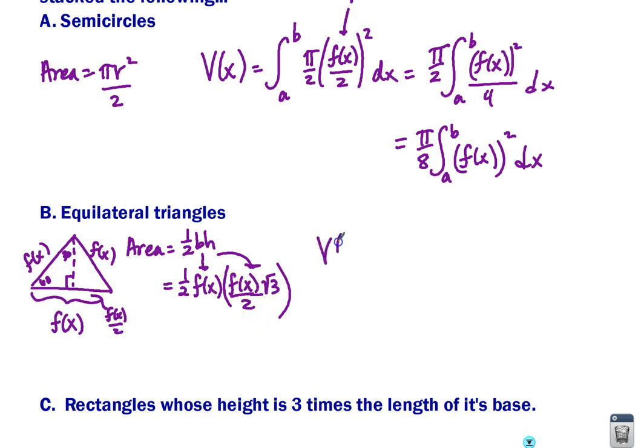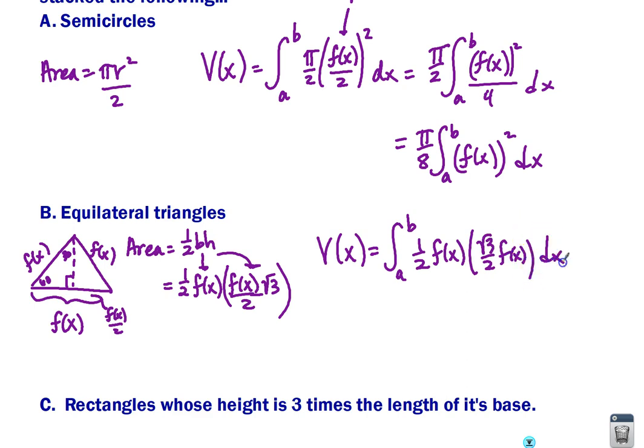So then my volume in terms of x is going to be the integral from a to b. Again, the problem we had earlier was from 0 to 4. It's going to be different every time. I've got 1/2, my base was f of x, my height was root 3 over 2 f of x dx. Let's see if we can clean all this up. So 1/2 and root 3 over 2, I can bring both of those out and make that root 3 over 4 from a to b, f of x squared dx.